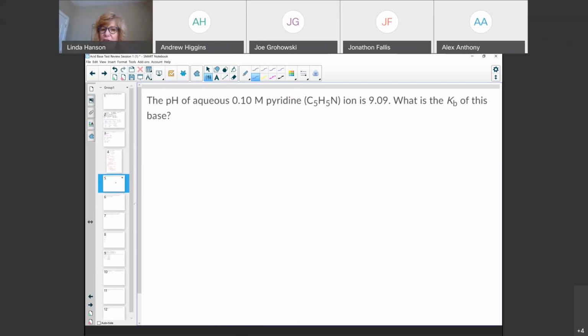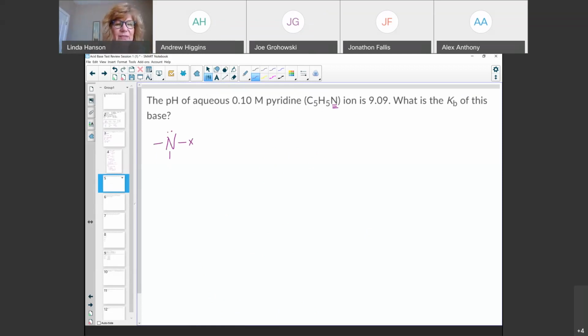Here we have a question where I finally work an equilibrium problem asking about a KB. We're given the pH of a 0.1 molar pyridine compound. Now, pyridine, I know is a base because I see a nitrogen in it. And just keep in mind that anytime you see a nitrogen, think of it as an ammonia derivative. That nitrogen has 3 bonds and a lone pair.